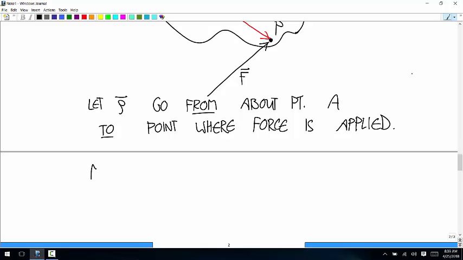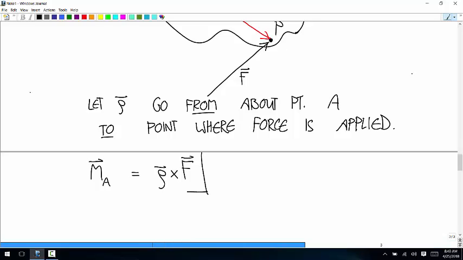Then the moment about A is equal to that row vector crossed with the force. And really this is a vector, this moment, although to us it's really going to only have one non-zero component.